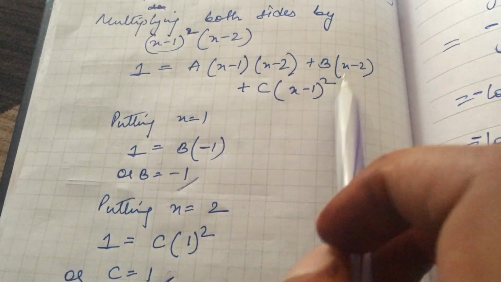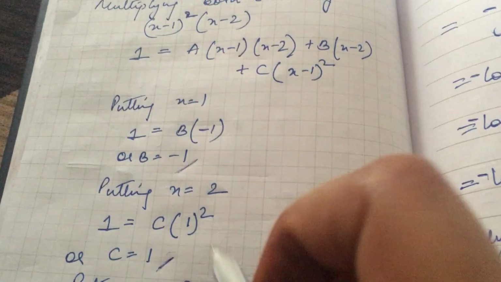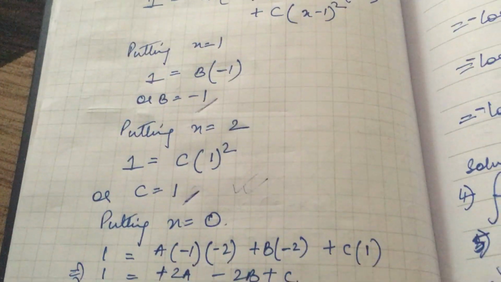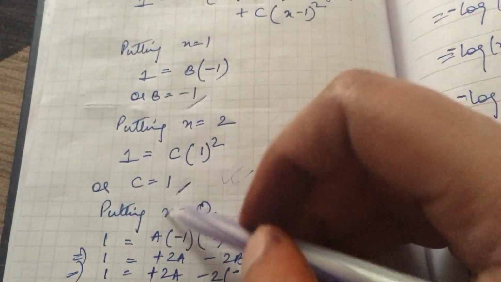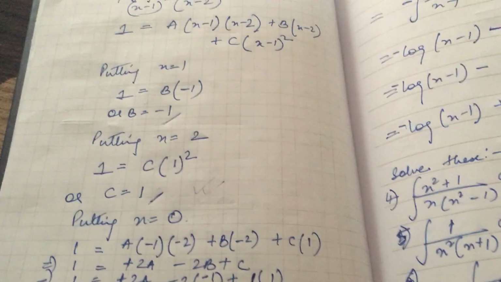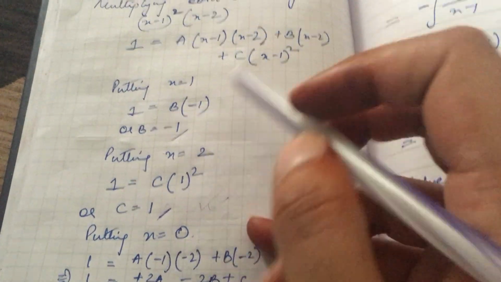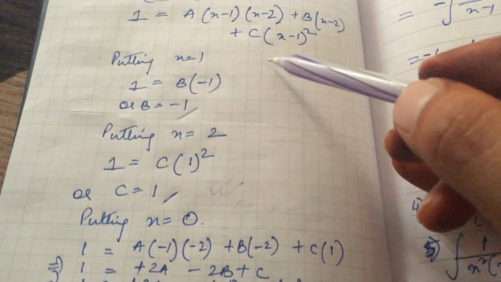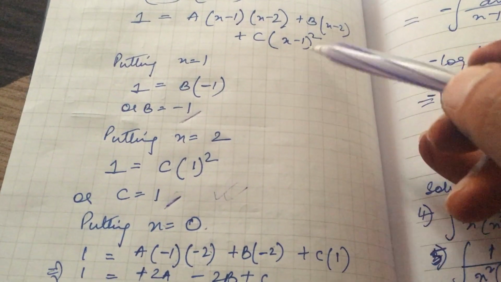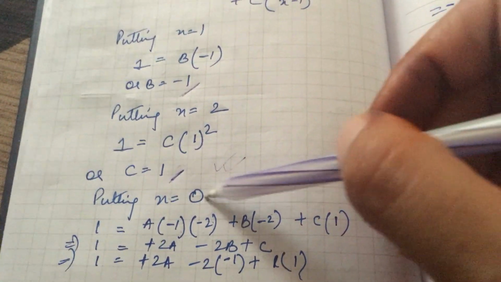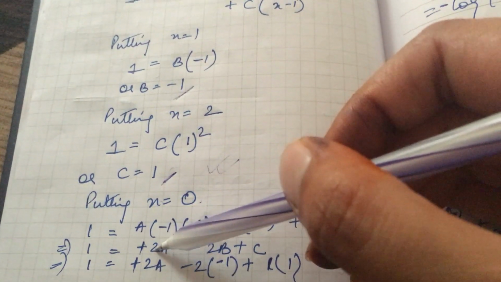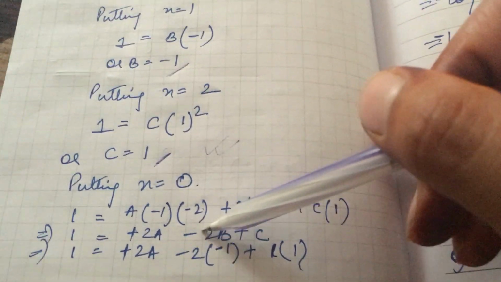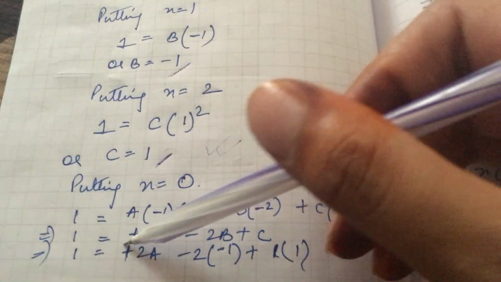Whatever I put here, I will not get the value of a directly. So I put x equals 0. Then 1 equals a into (0 minus 1) which is minus 1, (0 minus 2) which is minus 2, plus b into (0 minus 2) which is minus 2, plus c into (0 minus 1) whole square which is 1. So 1 equals a into minus 2 into minus 1, that is 2a, minus 2b plus c.